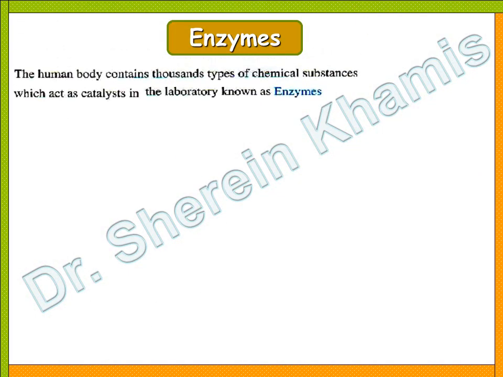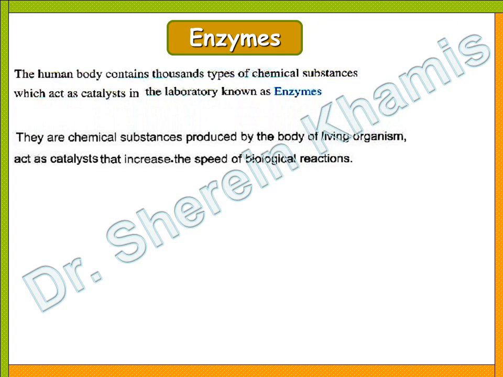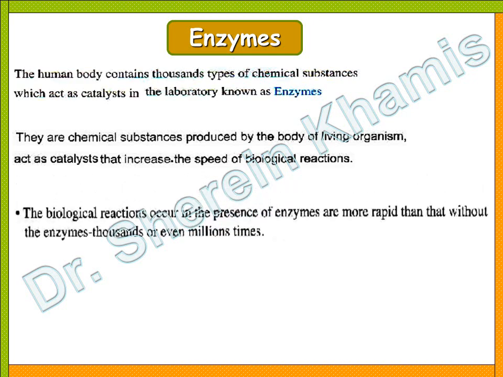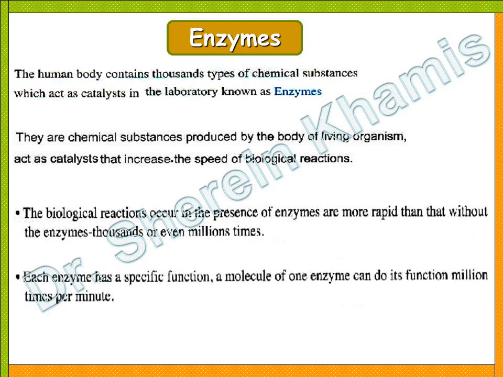And we also have another substance, similar to a catalyst, but a biological substance inside our body. We call them enzymes. Enzymes inside the human body contain certain types of chemical substances which act as catalysts. Enzymes are chemical substances produced by the body of a living organism as a catalyst that increases the speed of chemical reactions. So a biological reaction occurs more rapidly in the presence of enzymes than without them. Without the enzymes it would take a long time.